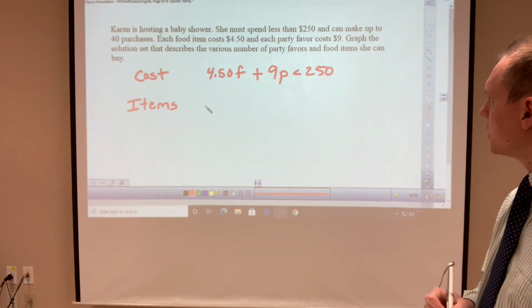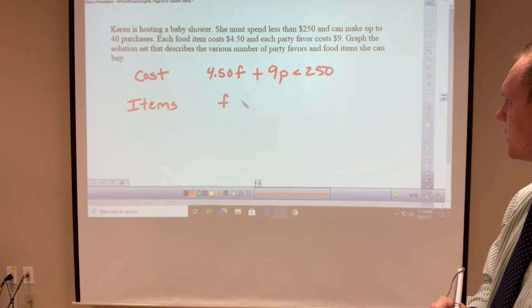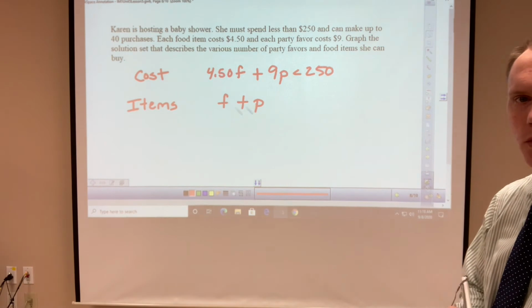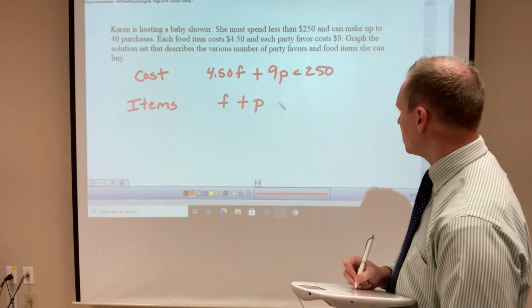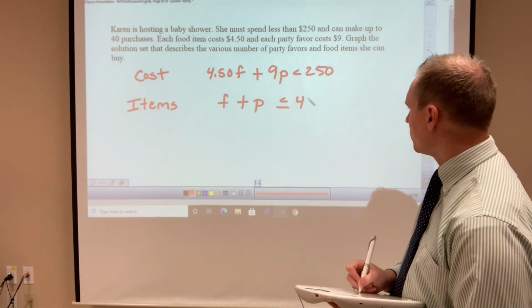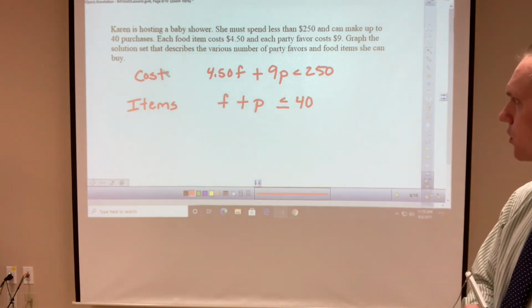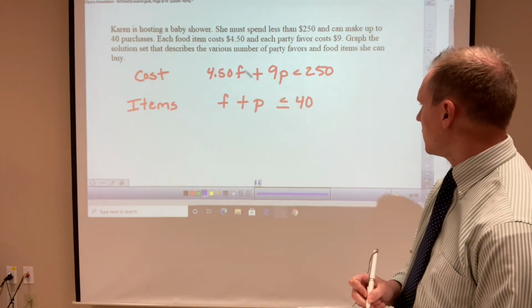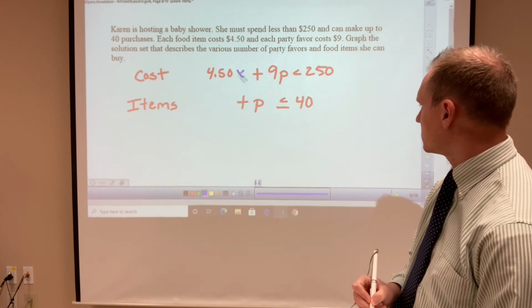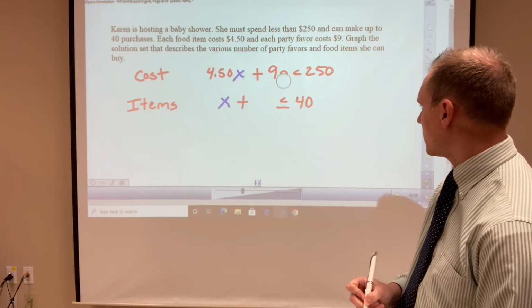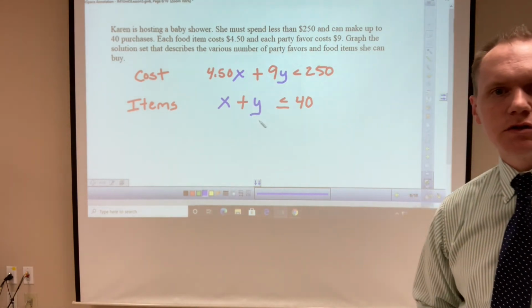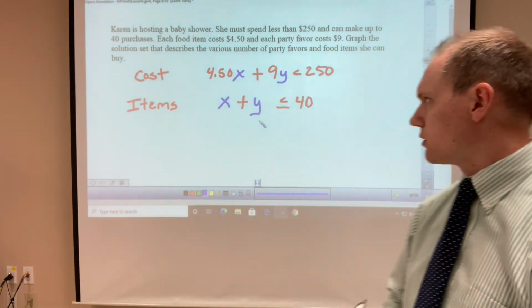All right, items. We've bought F food items and P party favors. Together that makes the total number of items we bought, which needs to be less than or equal to 40, right? It says up to 40 purchases. So if we take F and make that X, and P and make that Y, we now have our system of linear inequalities that we can graph.